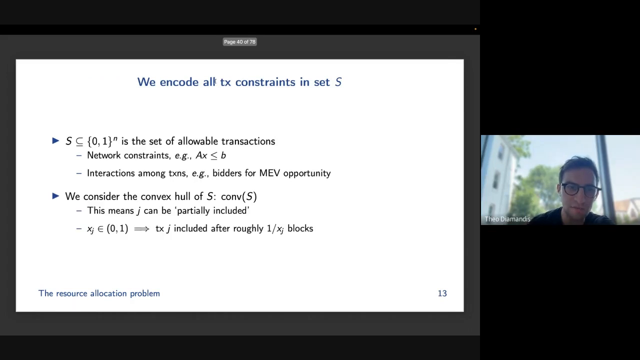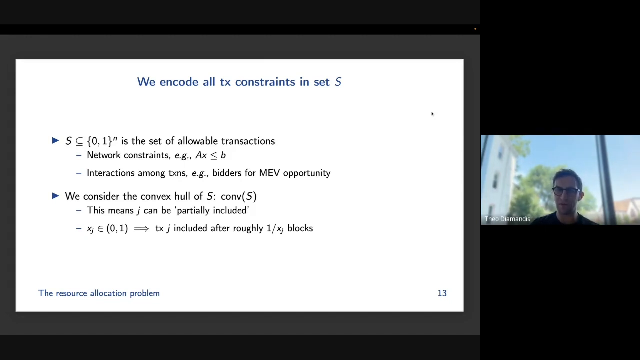Cool. So we're going to do this slight mathematical sleight of hand, where instead of considering S, we're going to consider its convex hull, which I'm going to denote by conv S. And this essentially means you take all the points that are in S. S here is going to be the subset of the n-dimensional hypercube. And you're going to fill in everything in between those points. As a result, this means that some transaction J can be partially included in a block.